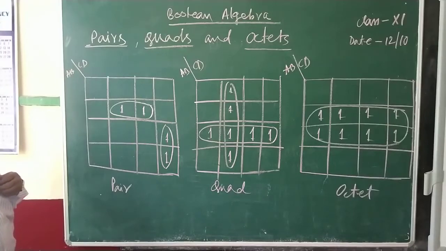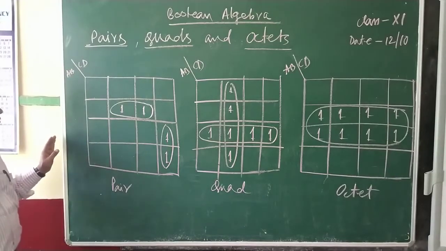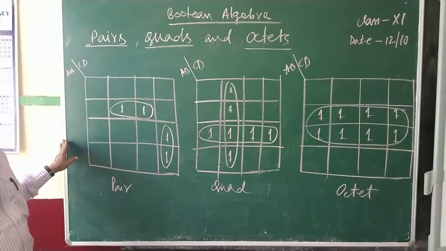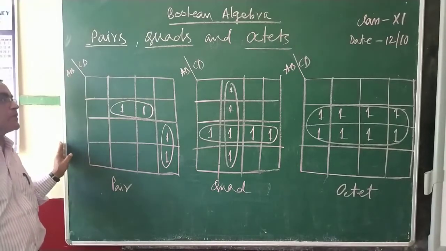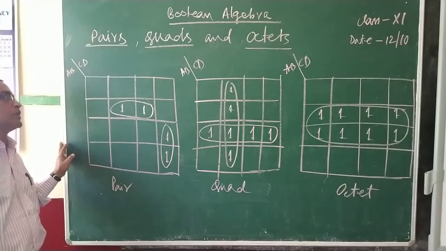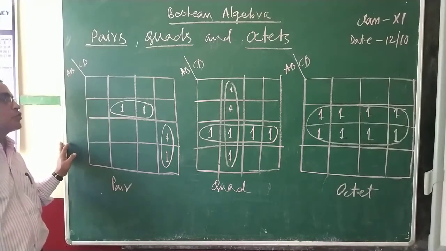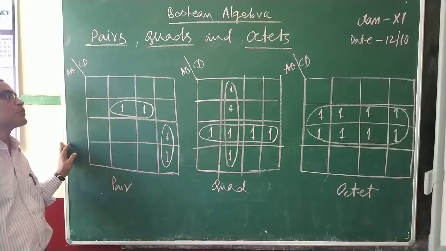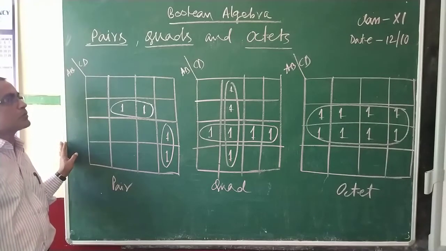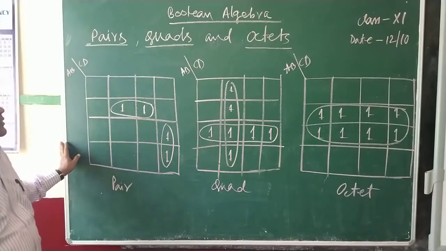So this Boolean algebra, this K map, how to solve K map? I have already shown you K map representation with up to 4 variables: 2 variables, 3 variables. Now this is 4 variables. Especially the questions come from 4 variables, and you have to learn some more on 4 variables, how to solve the equation.